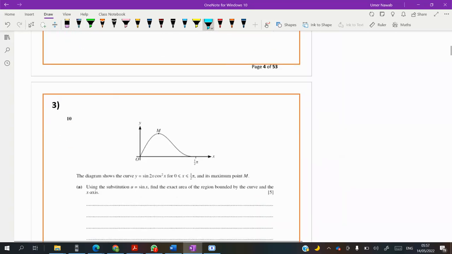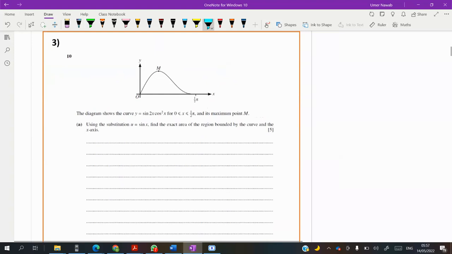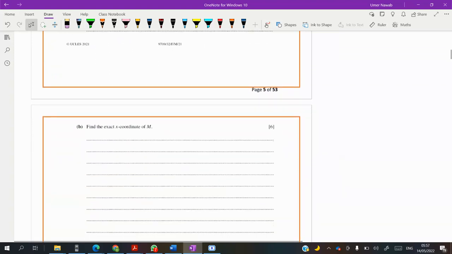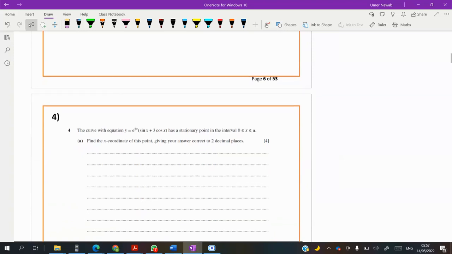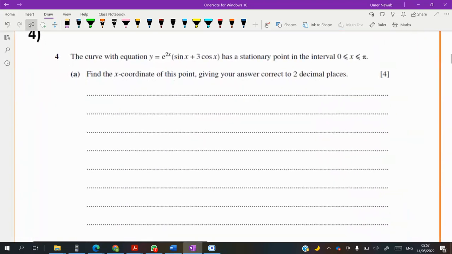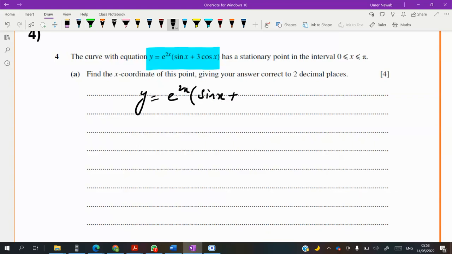I want to solve one more question which is related to differentiation. So you can see this question. He gave you an equation of a curve, y equals e raised to 2x times (sine of x plus 3 cosine of x), and he wants the x coordinate of the stationary point. So how can we find the stationary point? We need to find dy by dx first.